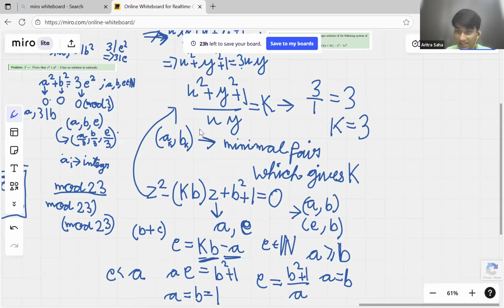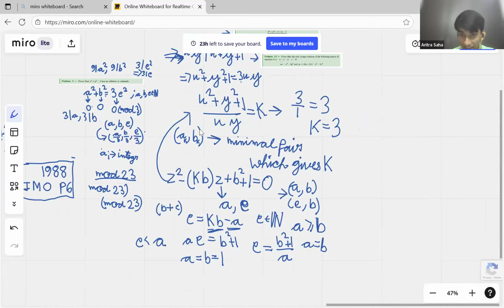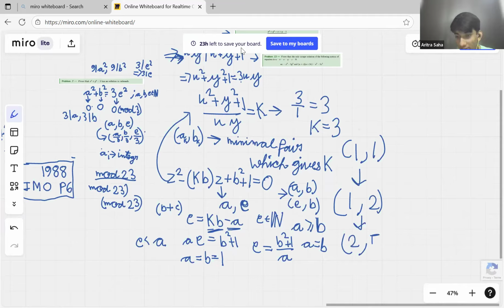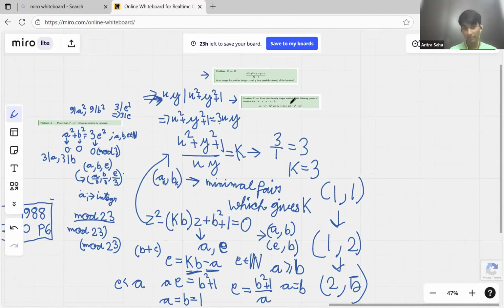And there is one interesting thing: from A equals 1, B equals 1, you can generate infinitely many solutions. You can work backwards. So like you can do 1, 1. From here you can do 1, 2. From here you can do 2, 5, and you can generate solutions. You can make recurrences about the solutions. I'm not doing that right now. So this is the main idea of Vieta jumping.